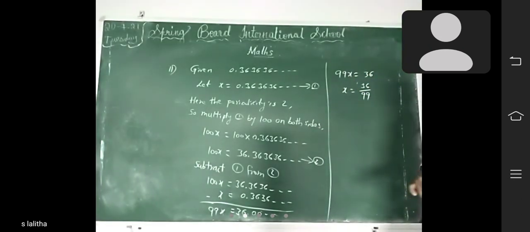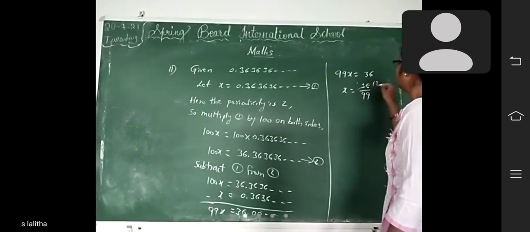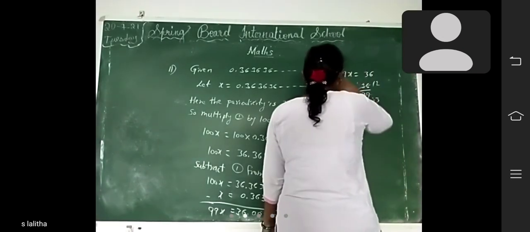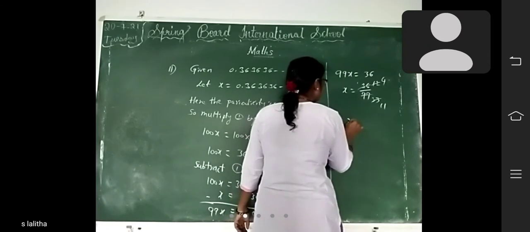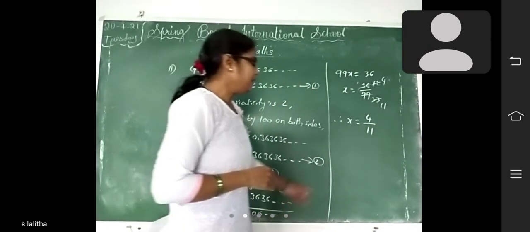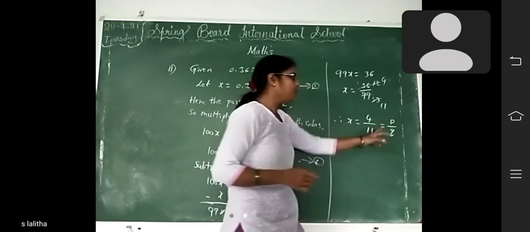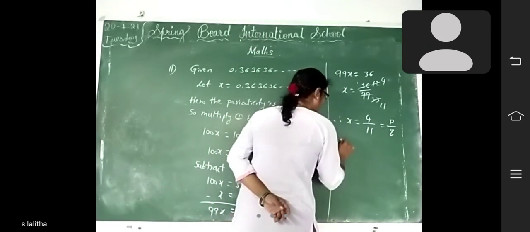36 by 99. Can you simplify this one? Yes, 3 fours 12, 3 3s 33... Again 3 4s, 3 11s. So x equal to 4 by 11. So it is in the form of P by Q or not? Yes, it is in the form of P by Q form. Okay. Now you have to add P plus Q.